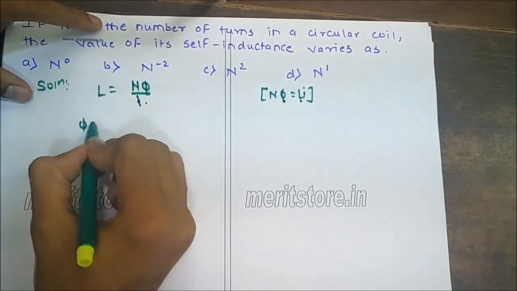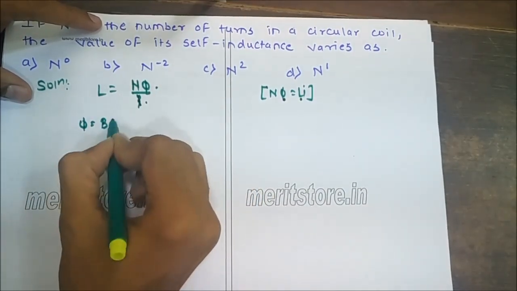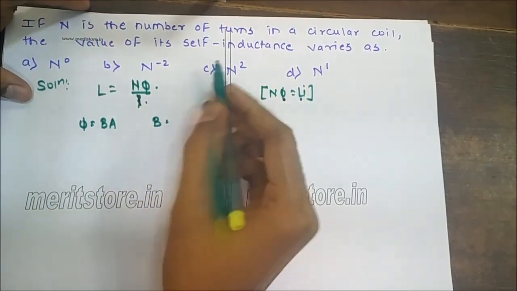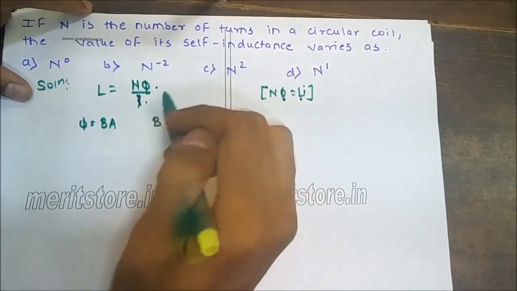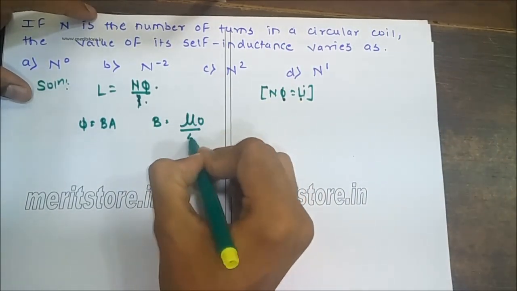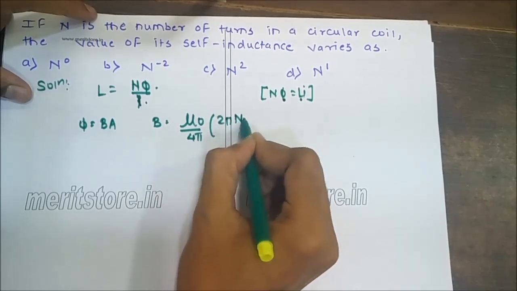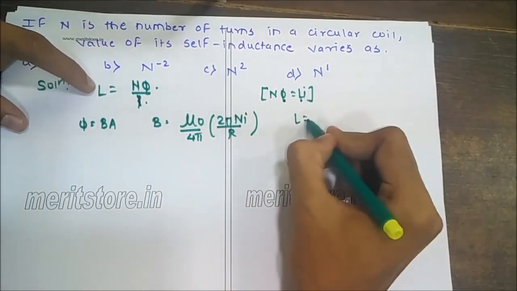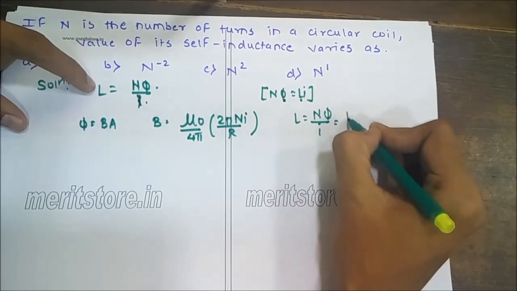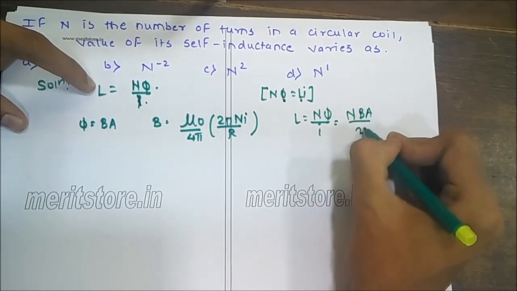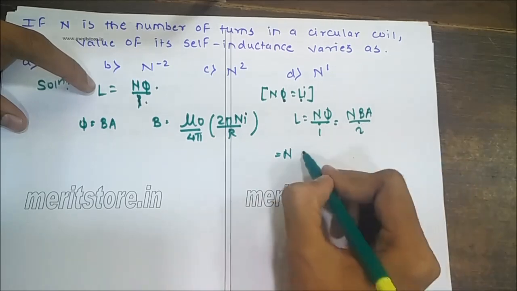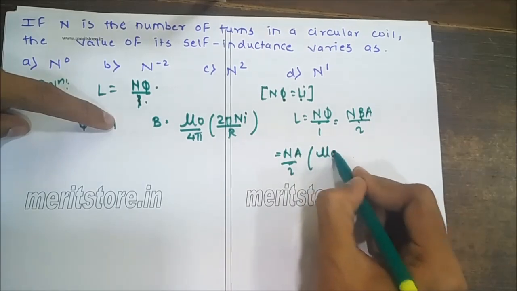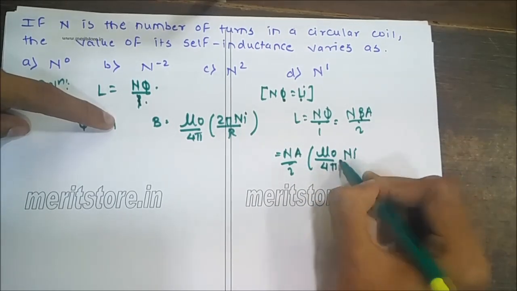Again this phi is nothing but B into A, that is the magnetic field induction multiplied by the area. Since it is a circular coil, the B at the center of the coil will be given as mu naught upon 4 pi into 2 pi Ni upon R. So let's place all this together. We have L equals n phi upon I, which equals n B into A upon I. So n B, that will be n into A upon I, and that B value again becomes this entire thing, mu naught upon 4 pi into 2 pi Ni upon R.